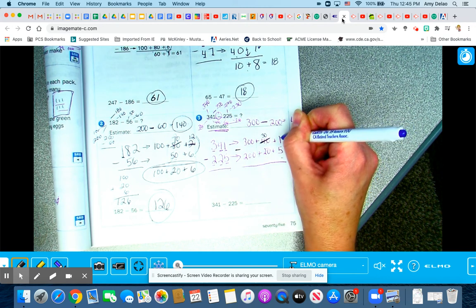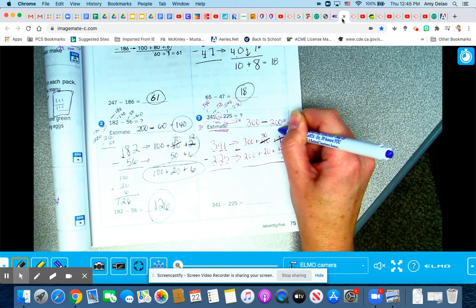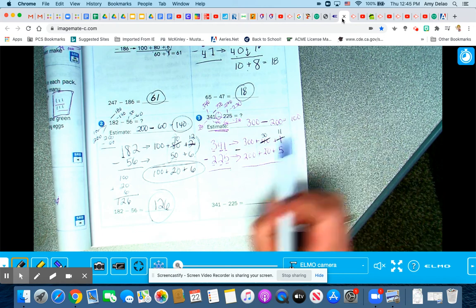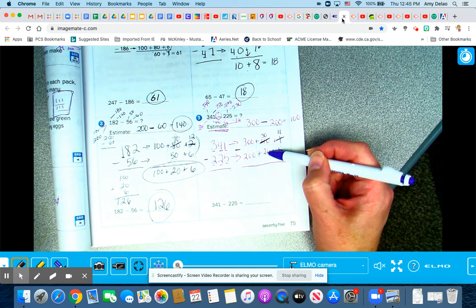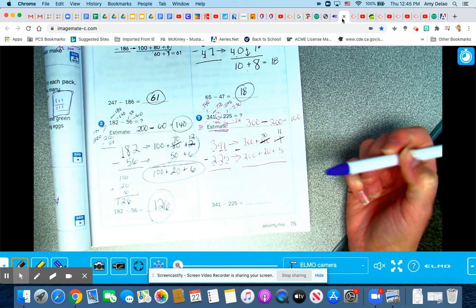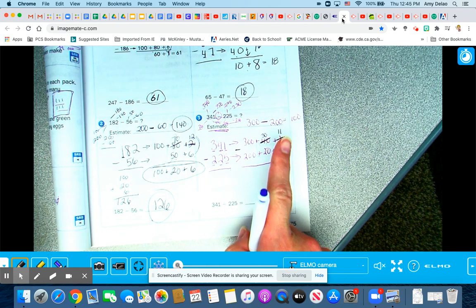So after I give a 10 to the 1, now I have 11 because I gave him or them 10. Okay, now I'm going to look. Can I do 30 and 20? I can do that. And I can do 300 and 200. I can do that. So I only had to make one trade.